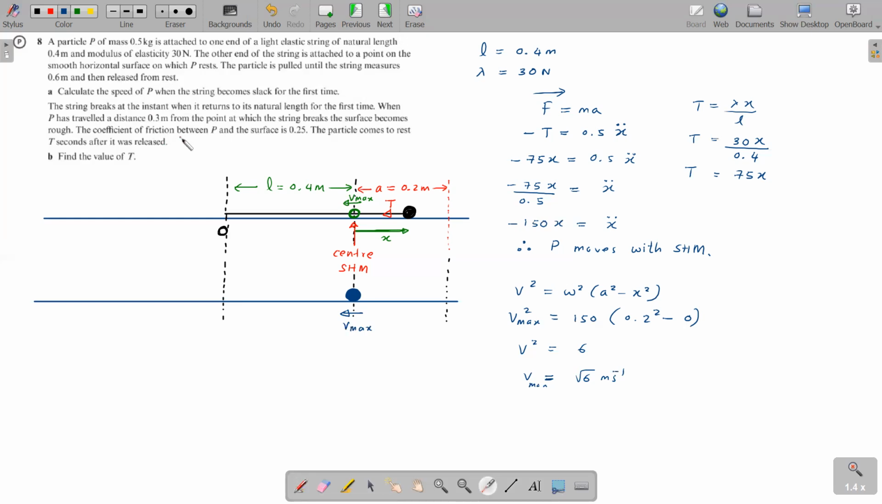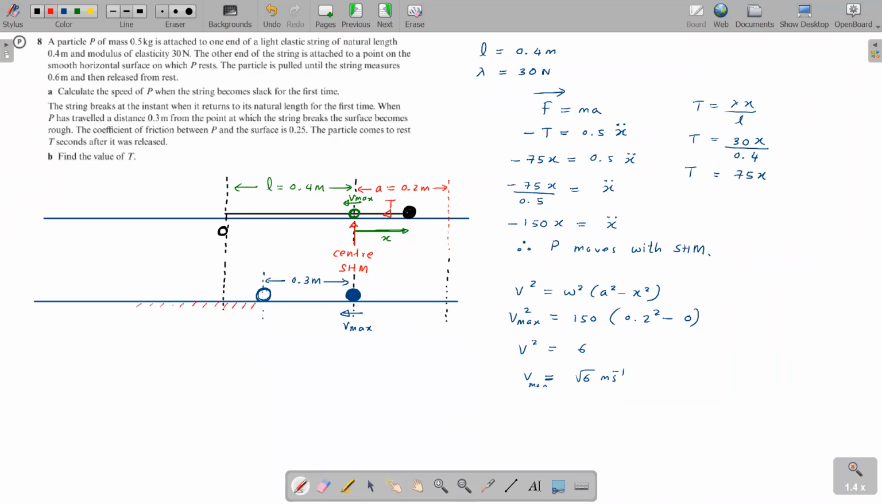They are saying the string breaks at the instant when it returns to its natural length over here for the first time. When P has traveled a distance of 0.3 meters from the point at which the string breaks, so this is the place where the string broke, the surface becomes rough. Can you see what's going on here? So from this point onwards, 0.3 meters after this point, the floor now becomes rough.